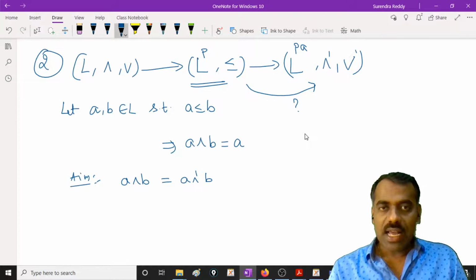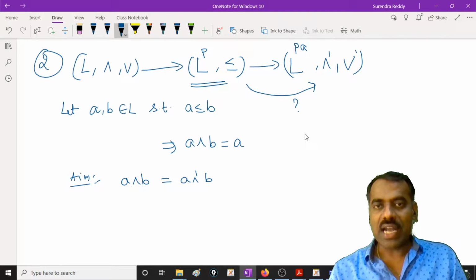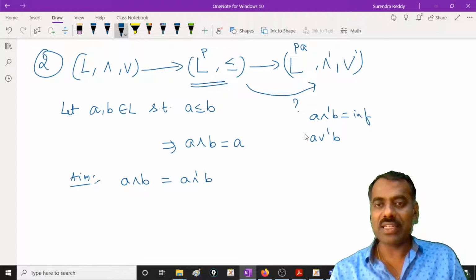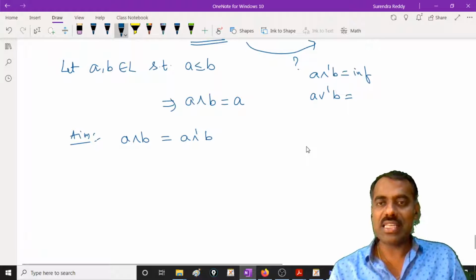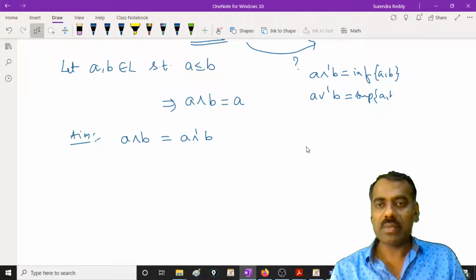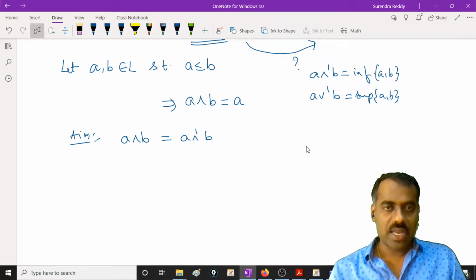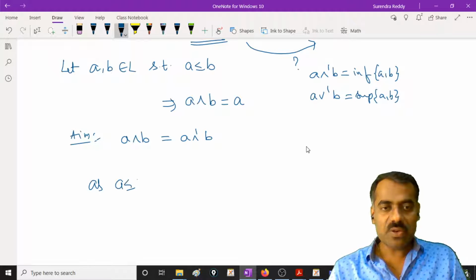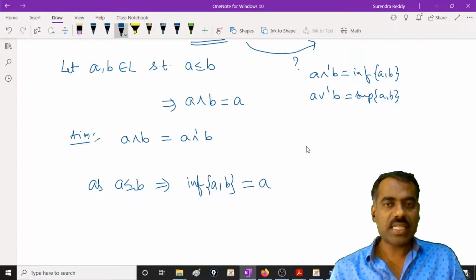From a lattice as a poset, how will you get a lattice as an algebra? Here a meet is defined how? Infimum and supremum, or not? How many times should I repeat it? This is nothing but the infimum of these two elements and this is the supremum of these two elements, right? Now if a is less than or equal to b, what will the infimum of a, b become? It is a only, right? Are you following?